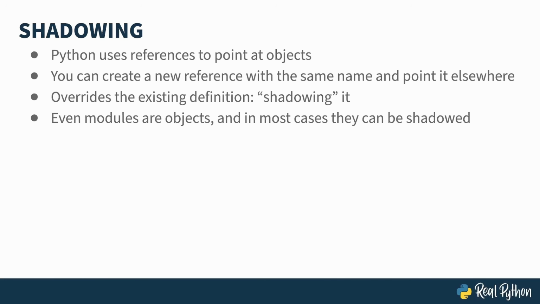Everything in Python is an object. Man, if I had a nickel for each time I've said that, I'd have at least one nickel, wouldn't I? Modules are no different. They're objects too, which means they also can be shadowed. Most of the time. Let's go play in the shadows.